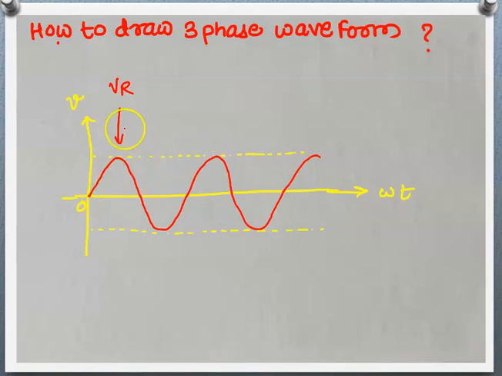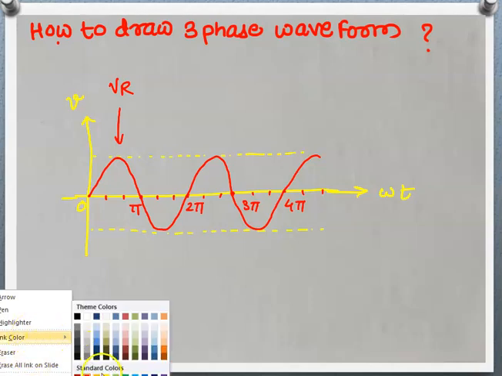Now to plot the Vy and Vb, first this is 0, so this will be the pi, this is 2 pi instant, this is 3 pi instant, and this is 4 pi instant, and it is continuous. First we will divide 0 to pi into 3 equal parts of 60, 60, 60. Each 180 degrees is now divided into 3 equal parts of 60 degrees, so that we can draw the remaining 2 easily.